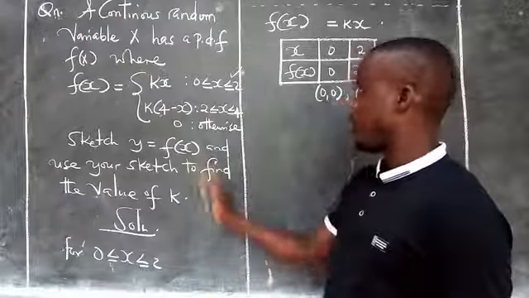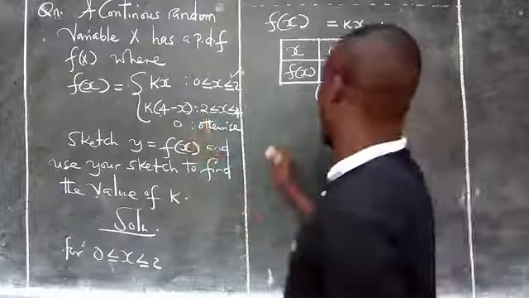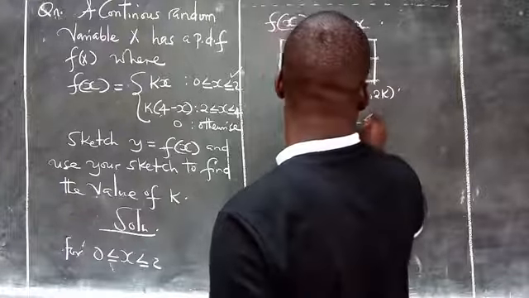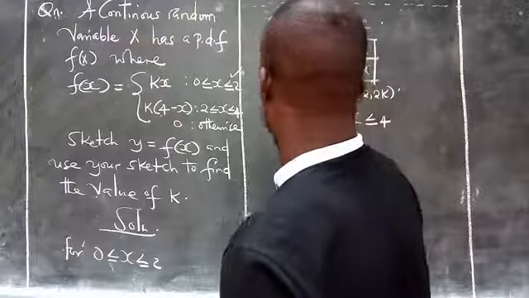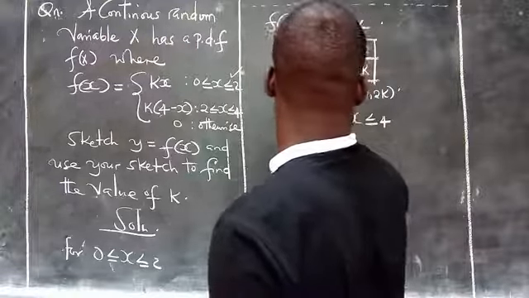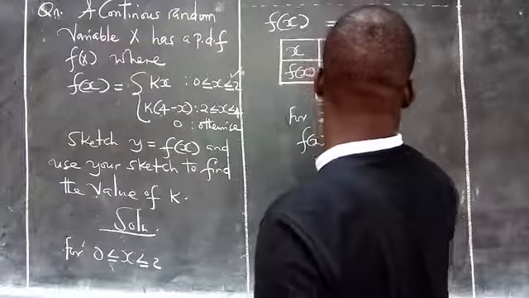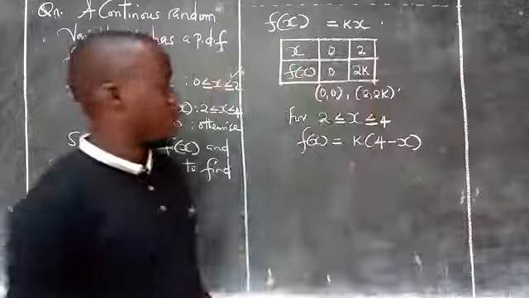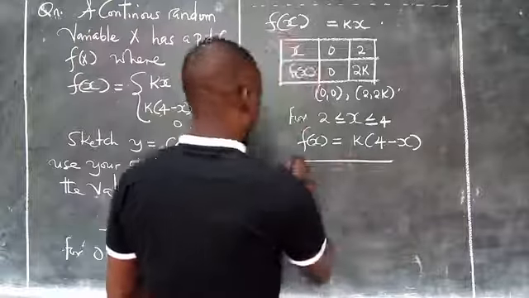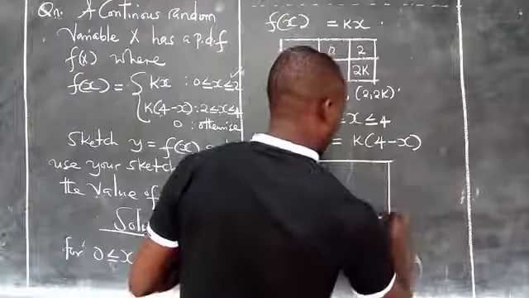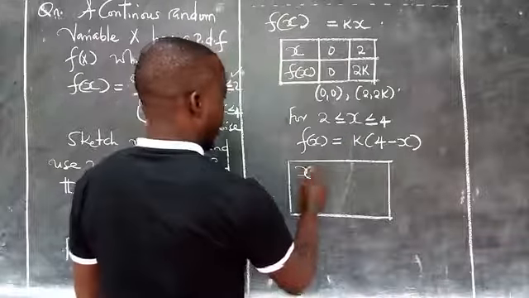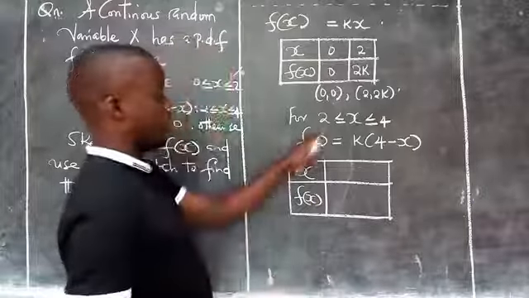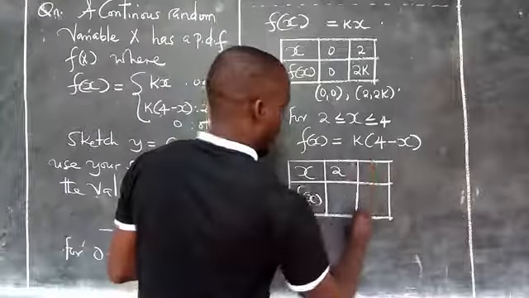Then I also do the same for this other range, 2 less or equal to x less or equal to 4. I already know my function f of x is given as k into 4 minus x. Then I will also draw a simple table here that will help me to get the coordinates. So I have x again and f of x. The values of x this time around are going to be 2 and 4.